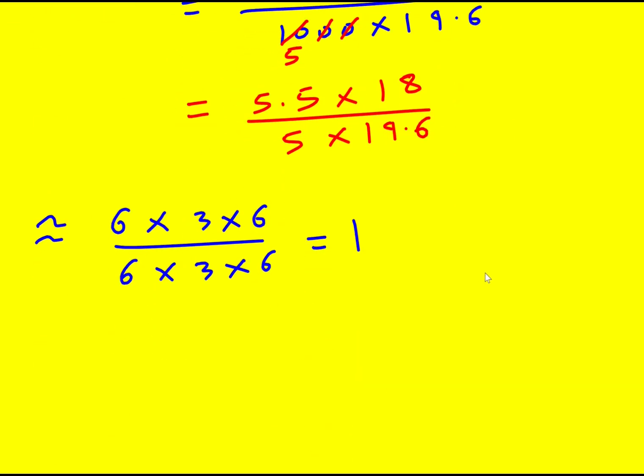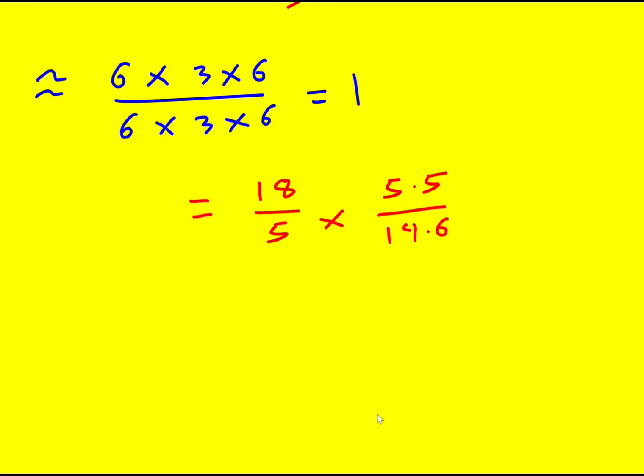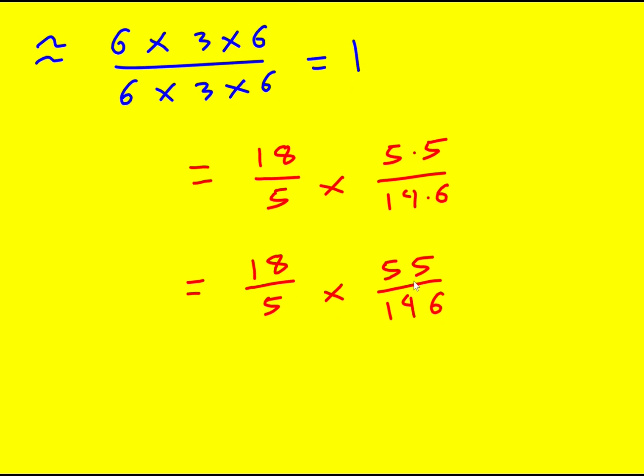Now, if I want to be a little bit more precise, I'm going to do it another way. And that is to make it so it's 18 over 5. And then think about what 5.5 over 19.6 is. In fact, I'm going to get rid of the decimal and write it as 18 over 5 times 55 over 196. Now here's the thing, 11 goes into 55, and if I divide by 11, I'm going to get a 5, and they would actually cancel. So I'm going to divide the top and bottom of this one by 11.